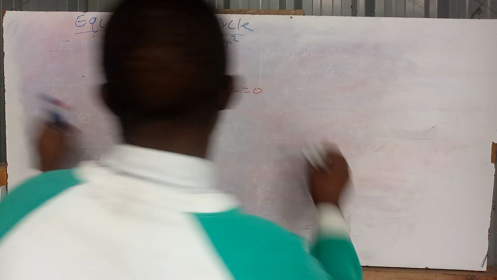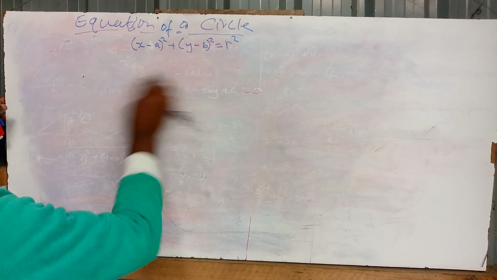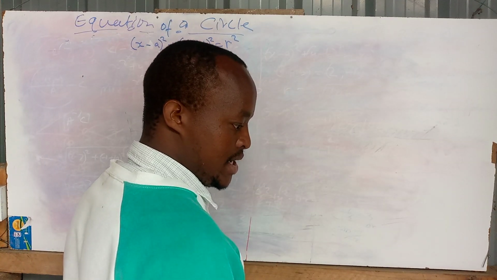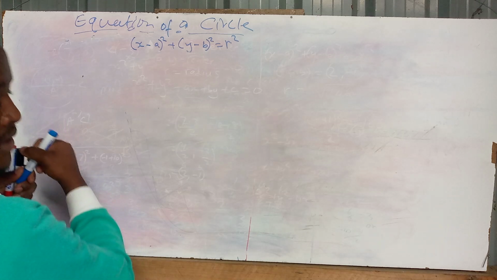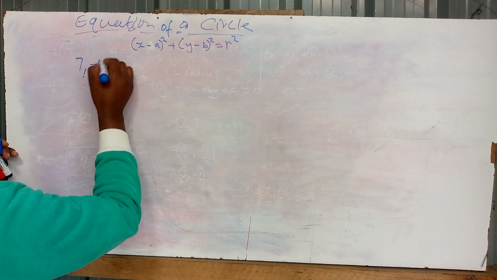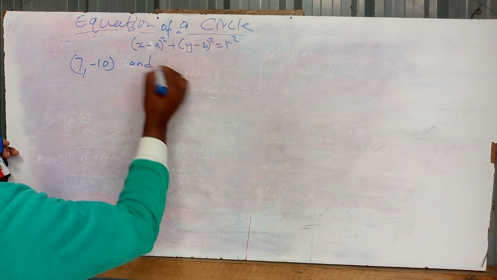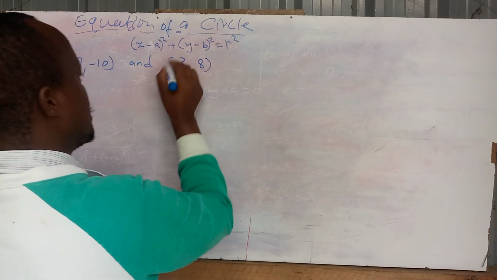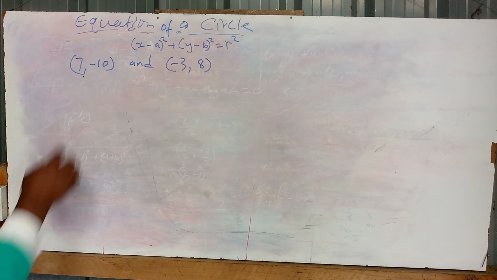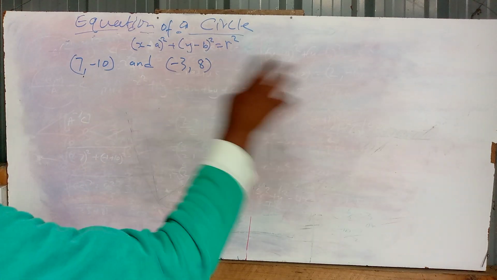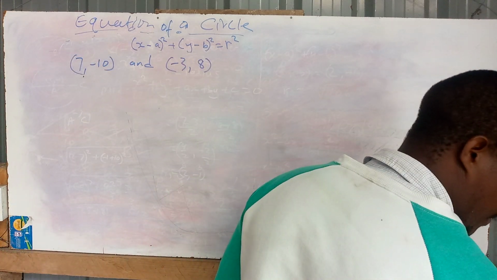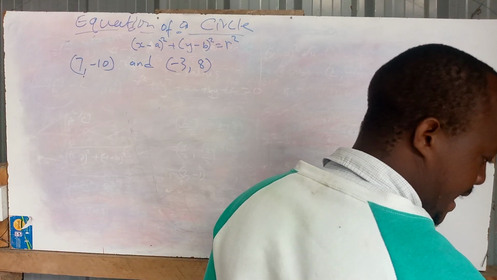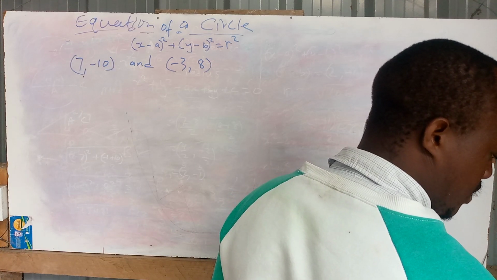Now, we have a question here. The point with coordinates (7, minus 10) and the point with coordinates (minus 3, 8) are the end points of the diameter of the circle with center A.